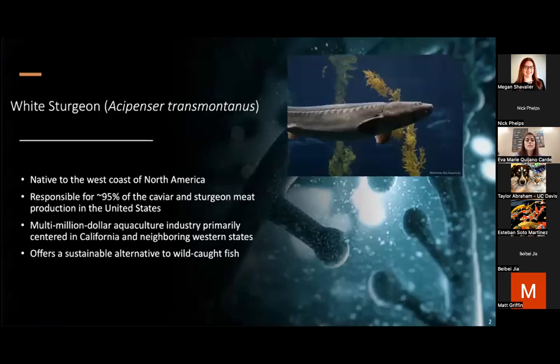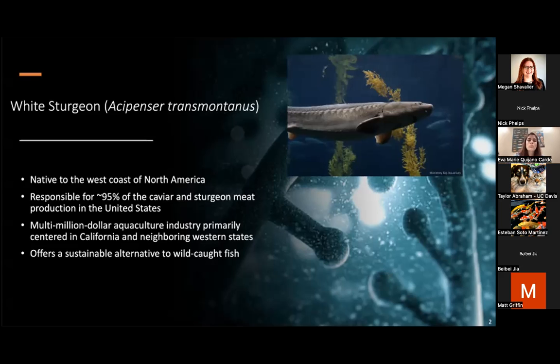There we go. So first, let me introduce to you the amazing white sturgeon. These fish are native to the west coast of North America and have remained basically unchanged since the early Jurassic period, making them, in essence, living dinosaurs. And you can get an idea from that by the way they look. They look a lot like sharks.